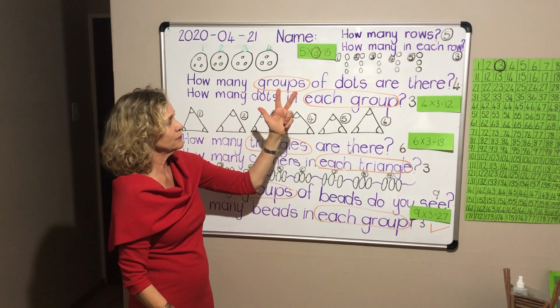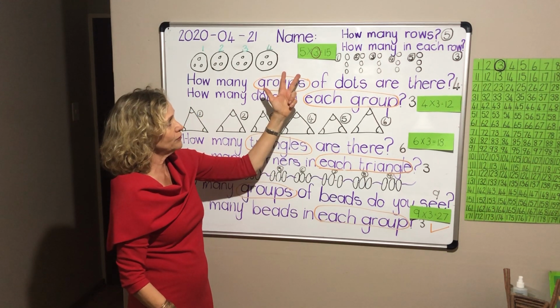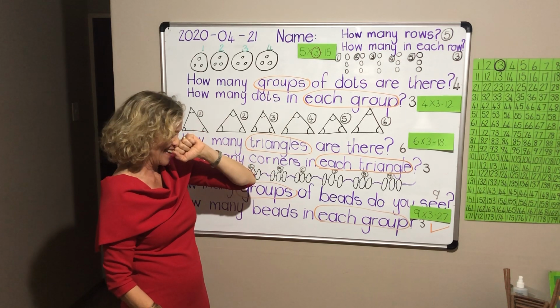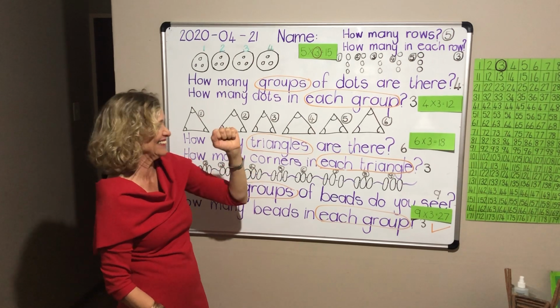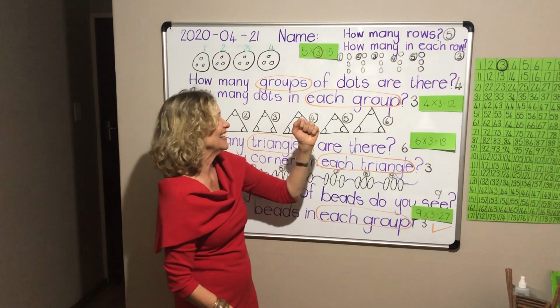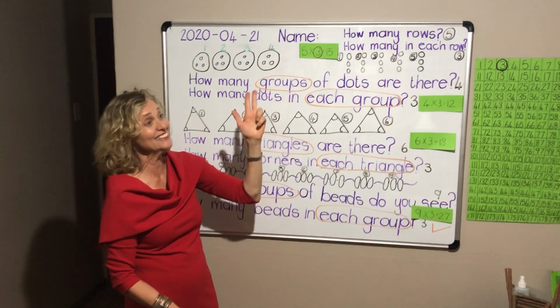3 times. 5 rows. Okay. I was counting in 5. Sorry, guys. This has been a long day. Okay, let's go for it. We're counting in 3s.